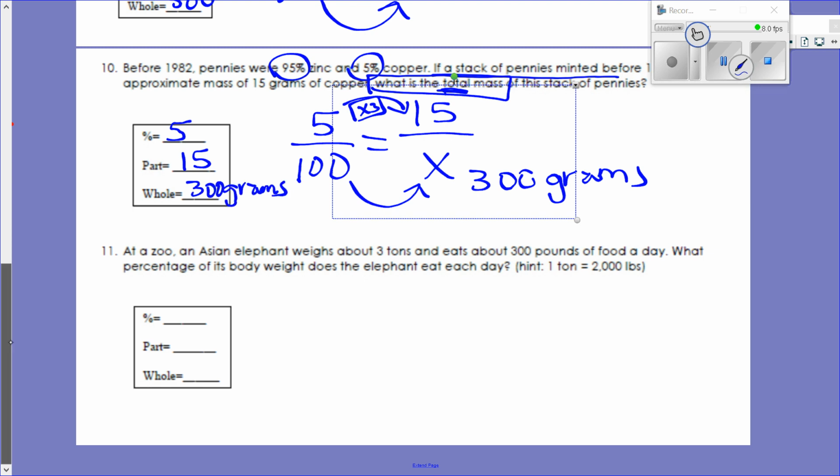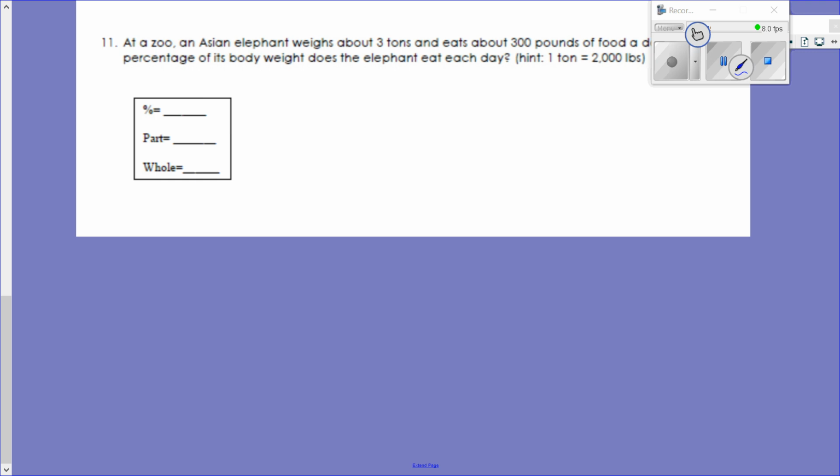Okay, number 11. At a zoo, an Asian elephant weighs about 3 tons and eats about 300 pounds of food a day. What percentage of its body weight does the elephant eat each day? You need to use that hint. Guys, I have two different units. I have tons and I have pounds. I need to convert.